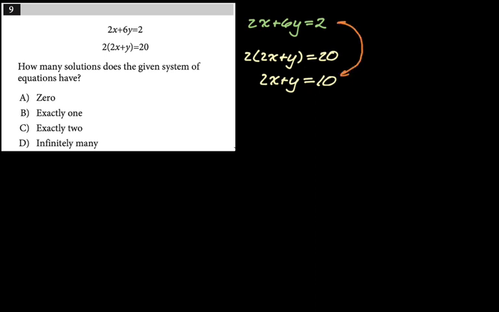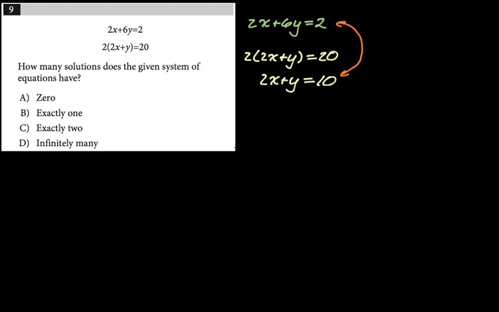All right, so our first equation was 2x plus 6y equals 2. That's fine. Let's play with the second one, right? The second one was 2 times the quantity 2x plus y equals 20. I'm definitely going to divide both sides by 2. So that'll give me 2x plus y equals 20 over 2, which is 10. Now, if we just look at these, they both have 2x, but then there's 6y versus y. These are not parallel lines. For these to be parallel lines, it would have to be 2x plus 6y equals something, 2x plus 6y equals something.